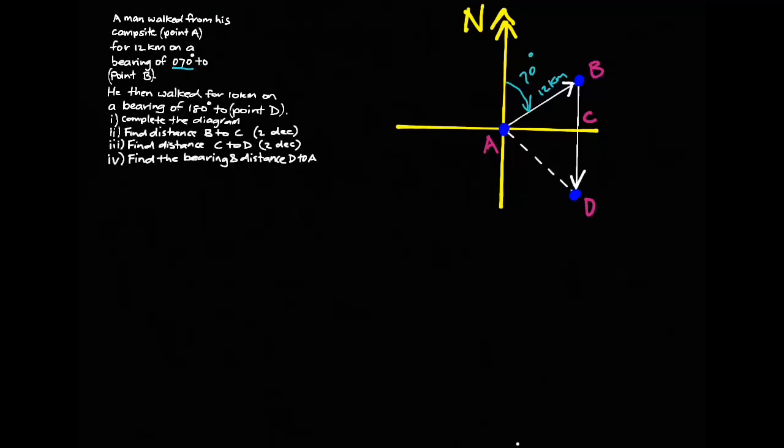He then walked for 10 kilometres on a bearing of 180 degrees. Now he's now at B, so just imagine there's a new north here. 180 degrees, that's 180 degrees there. And he's travelled 10 kilometres, so BD is 10 kilometres. So BC is an unknown, so we'll call that X. And we call CD 10 minus X, because we know that BD is 10, and we know that BC is X.